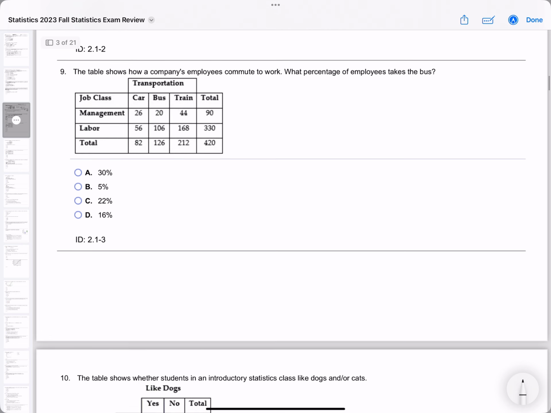Okay, number 9. The table shows the companies and what percentage takes the bus. So I go here and say, okay, bus. It's 126 over 420, and 126 over 420 is about 30%. It's exactly 30%.